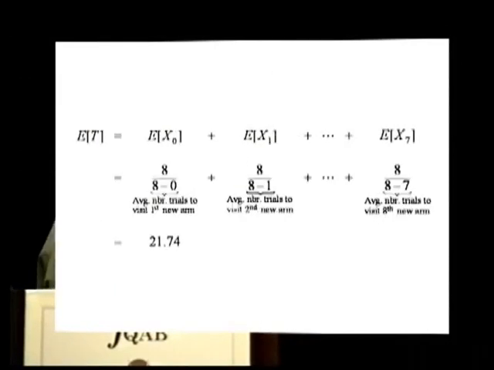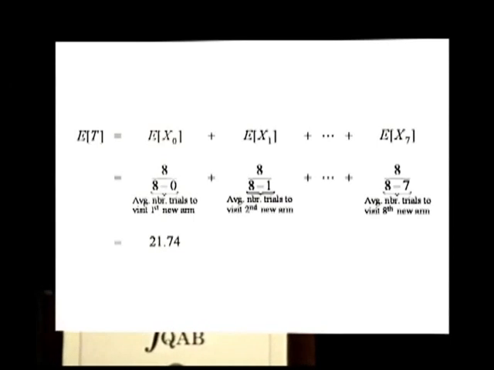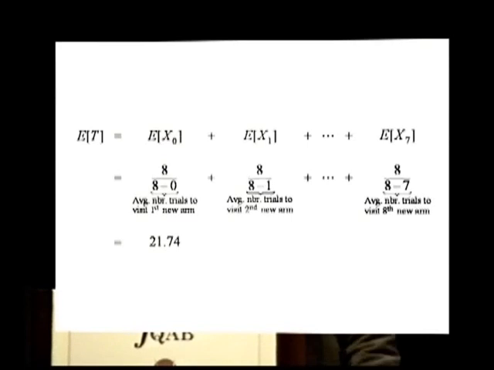So, here it is. I'm repeating: the expected value of t is just the sum of the expectations. Now I plug the j values into the formula, and I get 8 over 8 minus 0. This is the average number of trials to visit the first new arm. Well, this gives 1. Of course, the rat on the first trial always visits a new arm. So this is 1. The expected number of trials to visit the second arm is 8 over 7. And you need to sum these numbers, and you get 21.74.